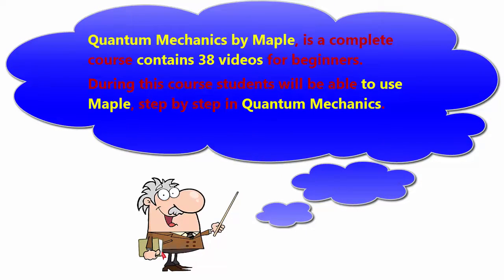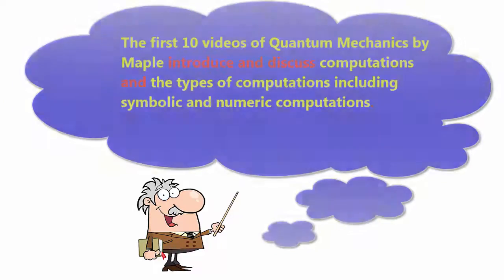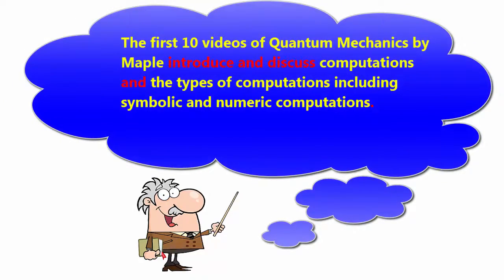Quantum Mechanics by Maple is a complete course, contains 38 videos for beginners. During this course, students will be able to use Maple step by step in quantum mechanics. The first 10 videos of Quantum Mechanics by Maple introduce and discuss computation and the types of computations, including symbolic and numeric computations.